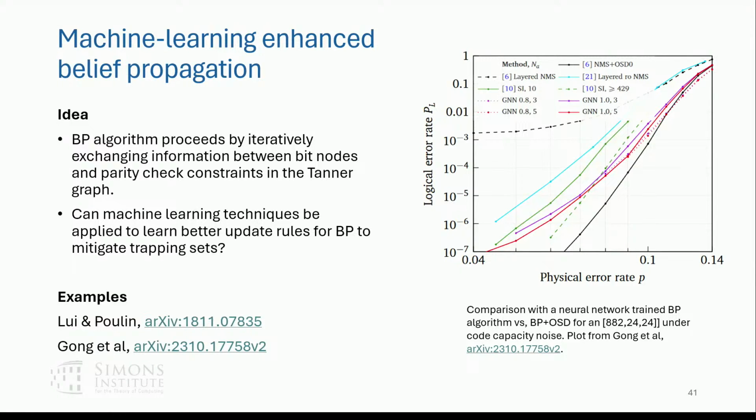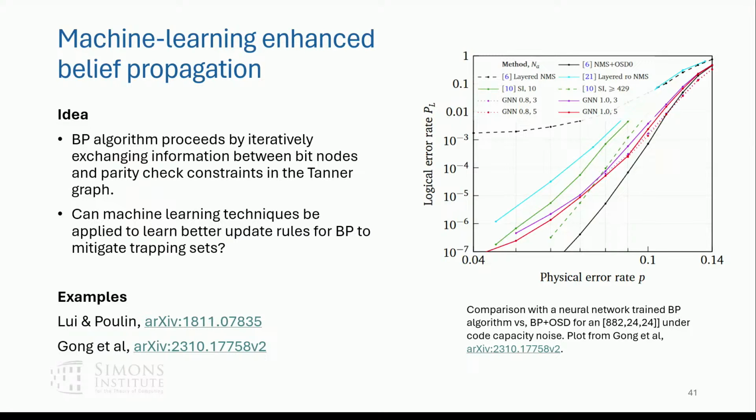So the final thing I would mention is this idea to use machine learning to actually improve the belief propagation algorithm itself. As mentioned previously, belief propagation works by exchanging information between check nodes and variable nodes. So the idea here is to use some sort of machine learning technique to learn better update rules. Here's one paper where they trained a belief propagation decoder using a graph neural network, and they do get performance that is approaching the BPOSD line.